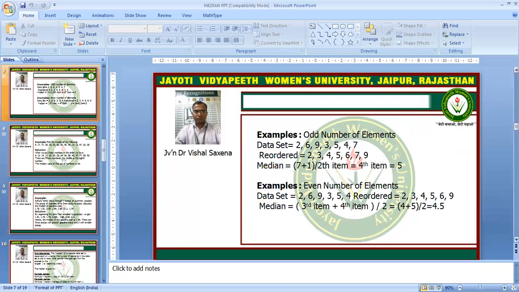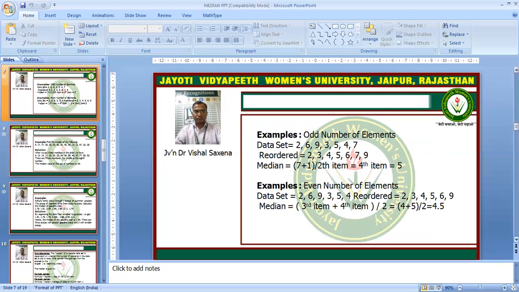Now we take examples. First, an odd number of elements. Suppose we are given a data set: 2, 6, 9, 3, 5, 4, and 7. These are the values of the data set, and we have to find the median.